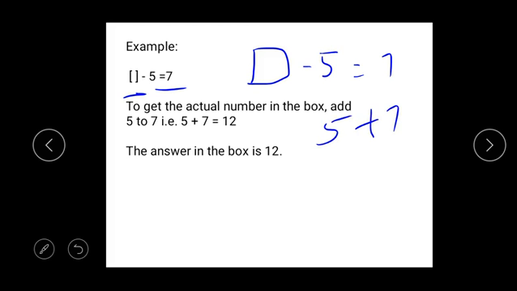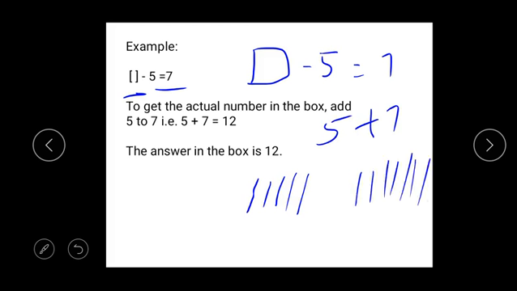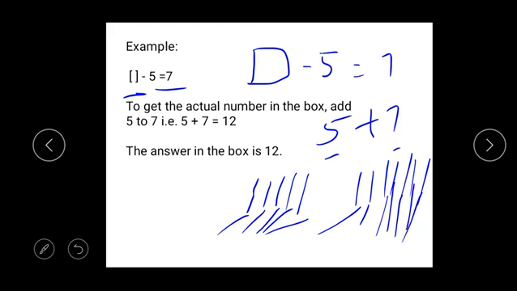Okay, so we have 5. We count 5: 1, 2, 3, 4, 5. We count 7: 1, 2, 3, 4, 5, 6, 7. The reason I'm counting these numbers and didn't use tens and units is because these are single numbers. Let's add them together: 1, 2, 3, 4, 5, 6, 7, 8, 9, 10, 11, 12. So the answer in the box is 12. Yes, that's how to get it.